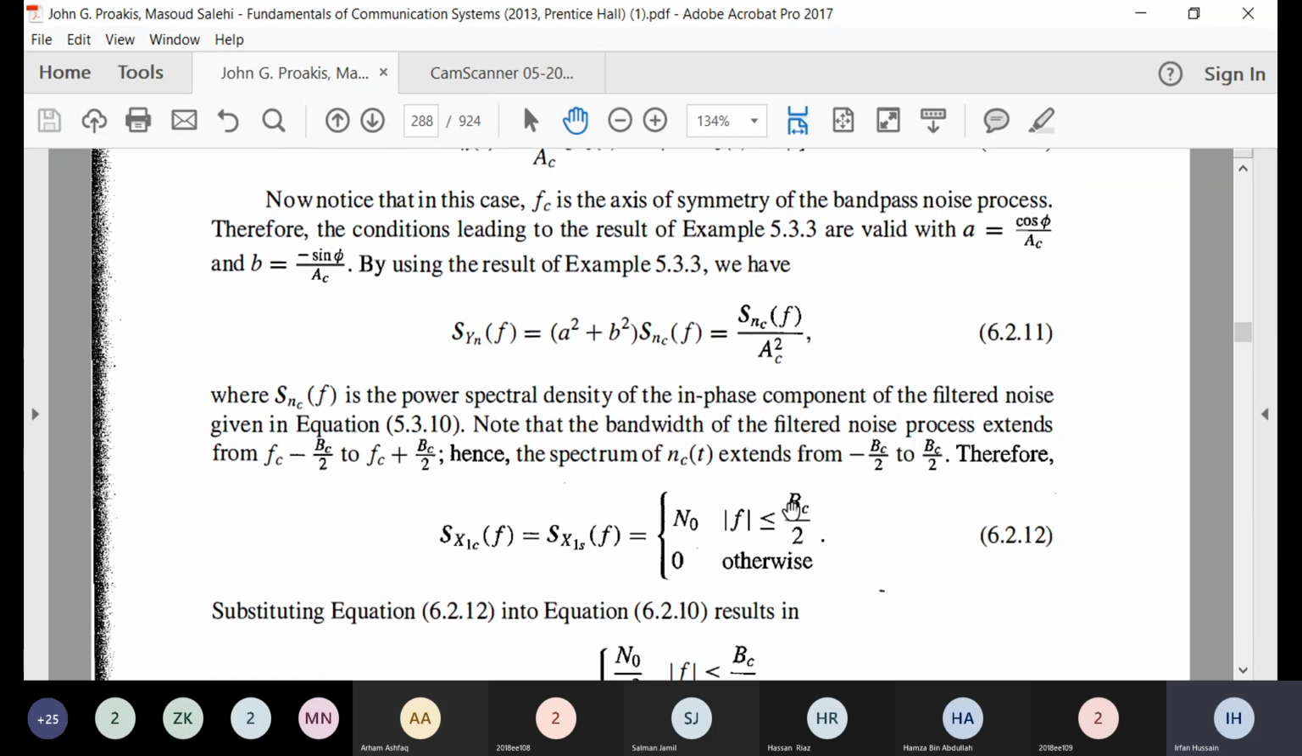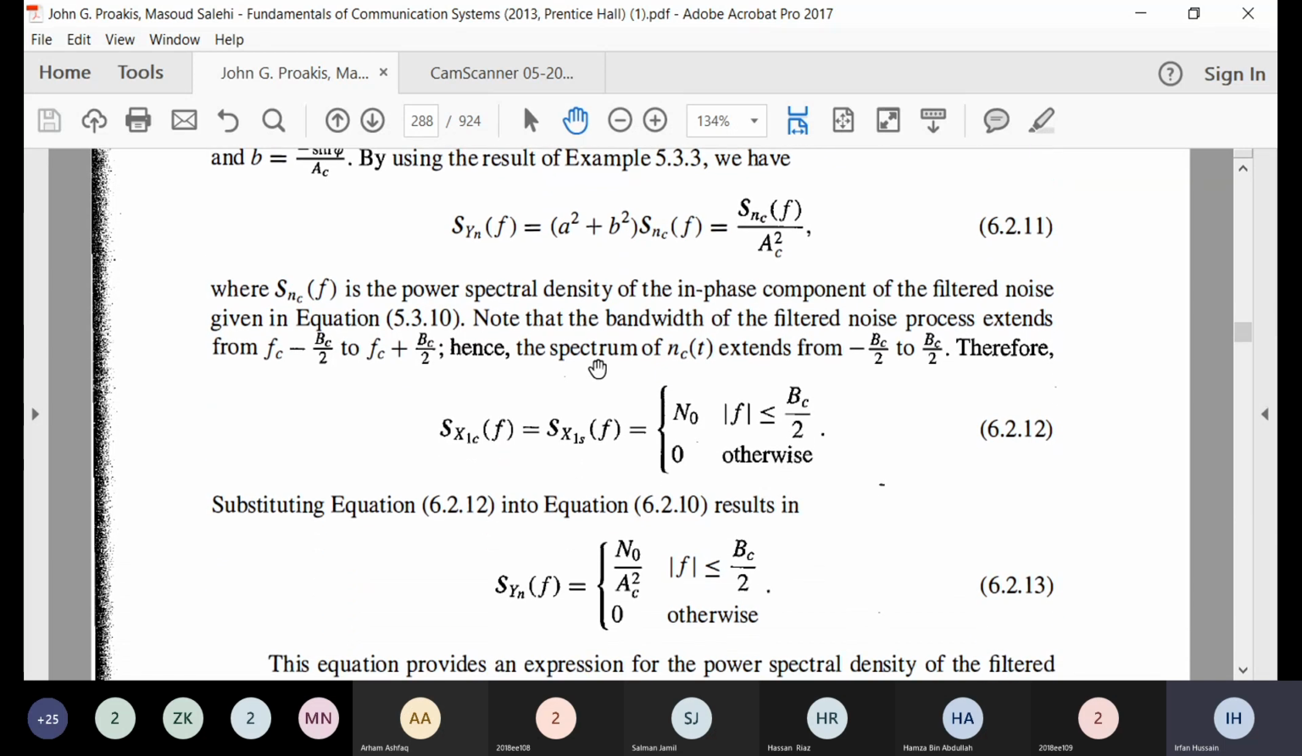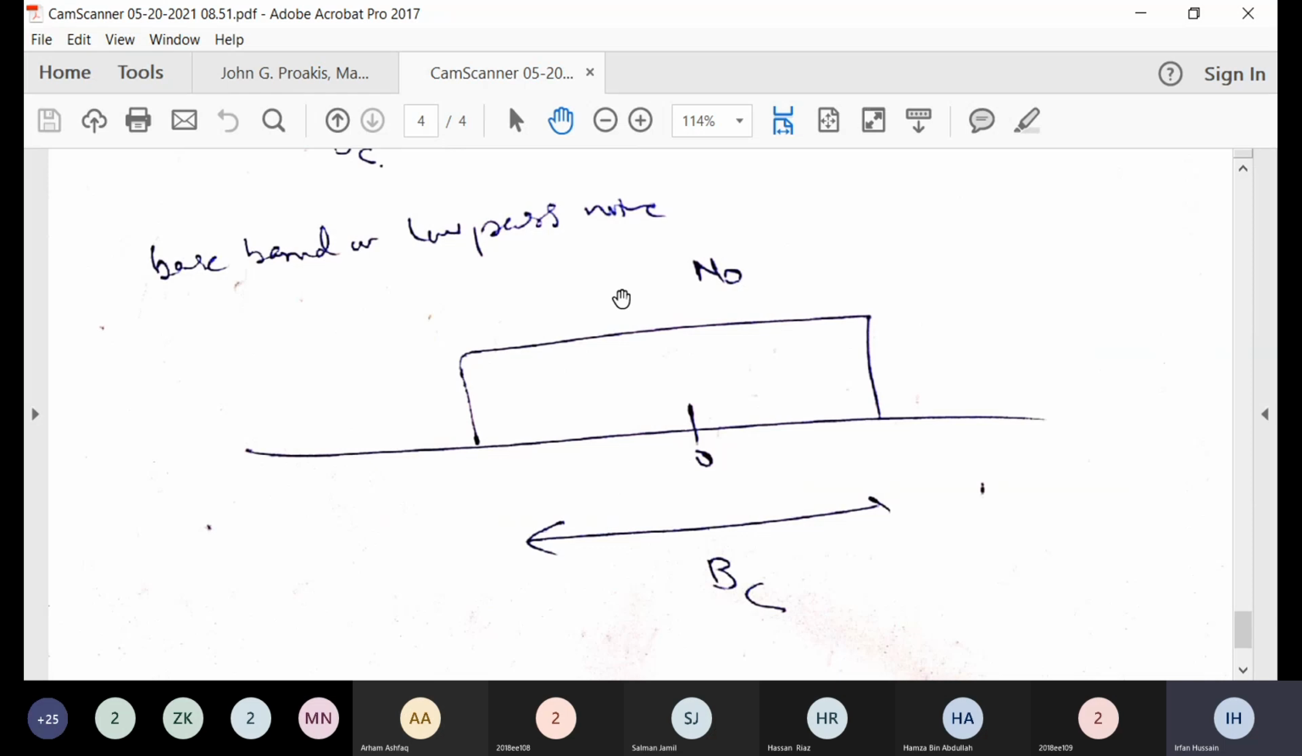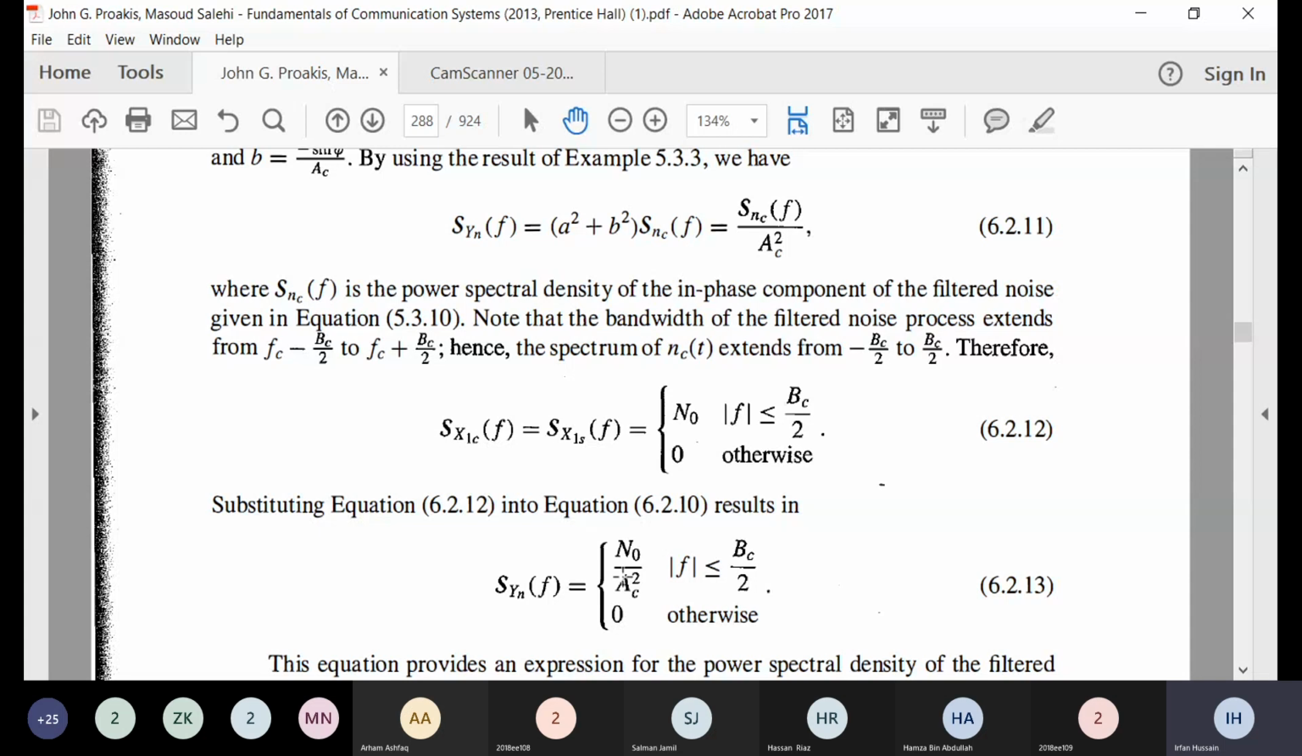And here you can see the filtered noise, the band pass process. It extends around FC with a bandwidth of BC. You can see BC, negative to positive BC bandwidth. But the in-phase and the quadrature component will be N naught, and its bandwidth will actually be BC over 2. For negative to positive, it has negative BC there and negative BC over 2, as I just showed you here. This is the band pass, and this is the low pass with double the height, from minus BC over 2 to plus BC over 2.